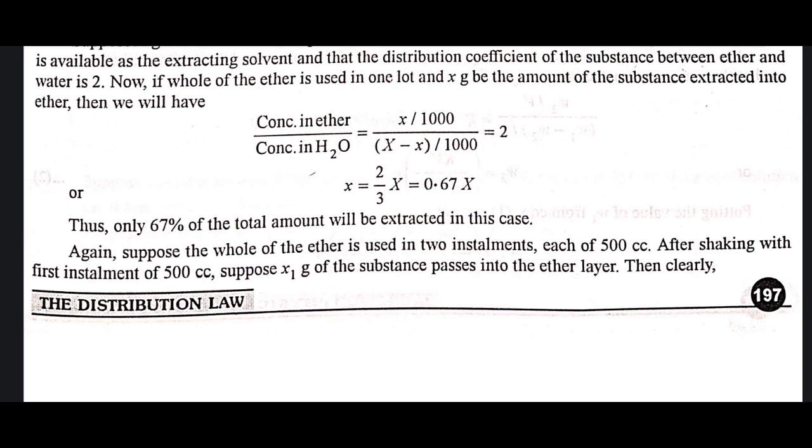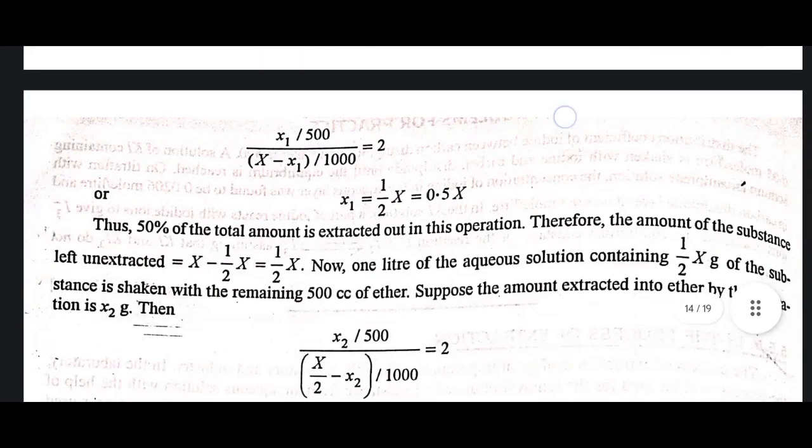Again, suppose the whole of the ether is used in two installments, each of 500 cc. After shaking with the first installment of 500 cc, suppose x1 gram of the substance passes into the ether layer. Then clearly x1 is equal to half of X is equal to 0.5X. Thus, 50% of the total amount is extracted out in this operation.